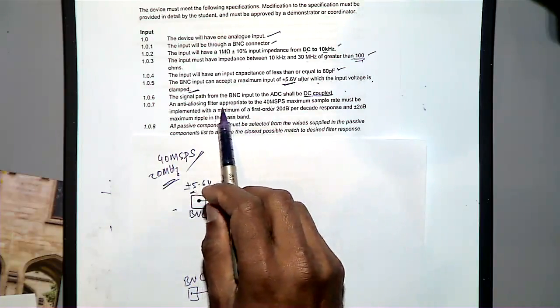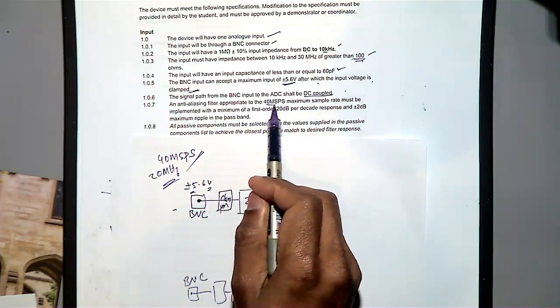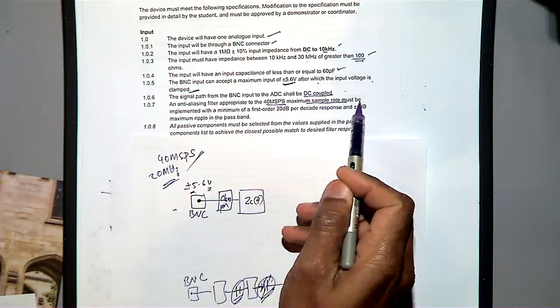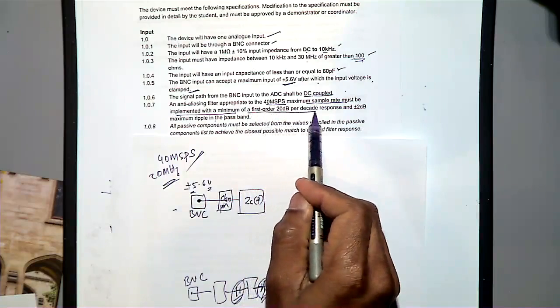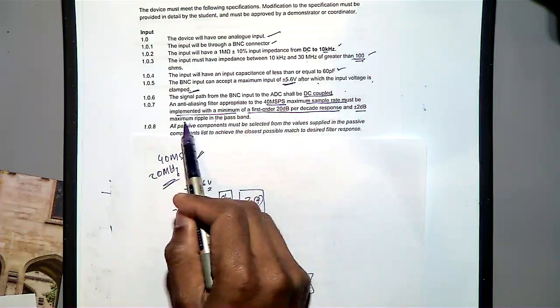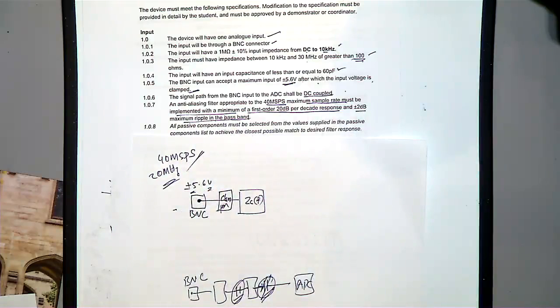The anti-aliasing filter appropriate to the 40 mega samples per second maximum sample rate must be implemented with a minimum of a first order 20 dB per decade response and plus or minus 2 dB maximum ripple in the pass band. What it says is you need an ADC, and the oscilloscope should have 40 mega samples per second. Whenever you have an ADC, people will put a low pass filter before the ADC. As I said, when you have a microcontroller in your circuit, you need a digital signal, so you need an ADC.